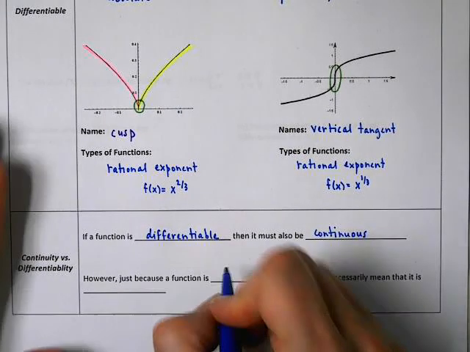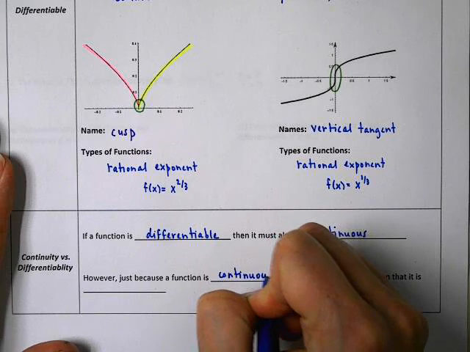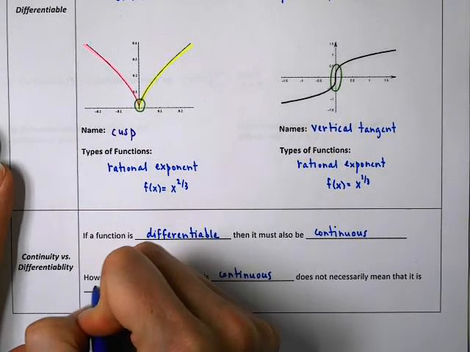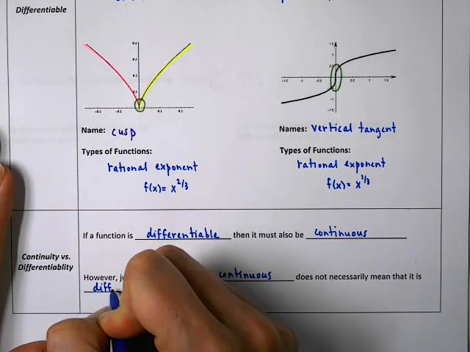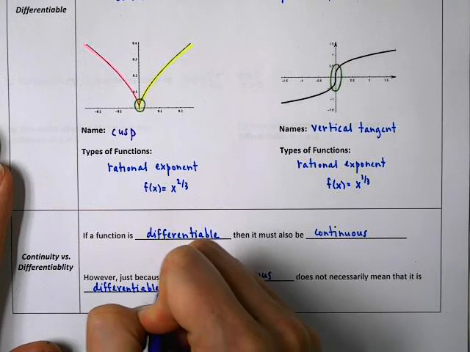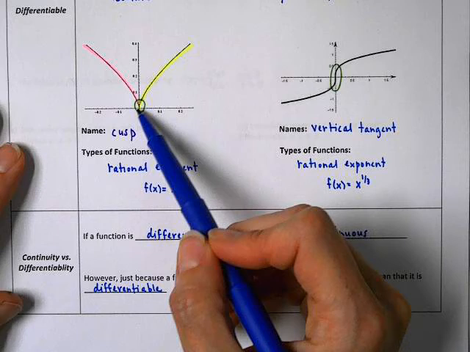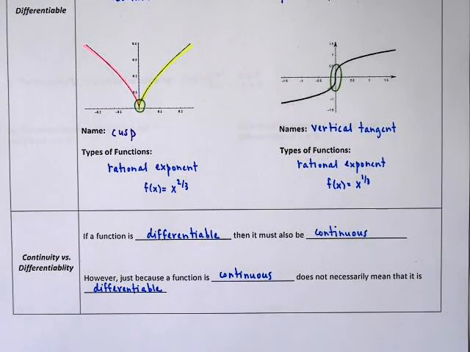However, just because a function is continuous does not necessarily mean that it's differentiable. Right? And we saw that in 3 of the examples above. For example, this function where I had my cusp, it's continuous. I could draw that function without lifting my pen from the page. However, because of the cusp, it's not differentiable.